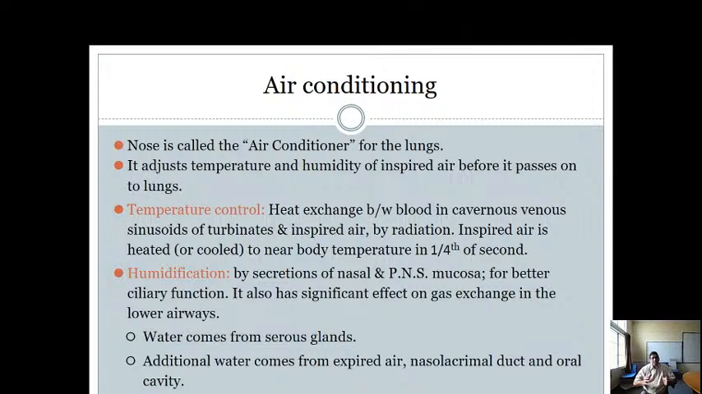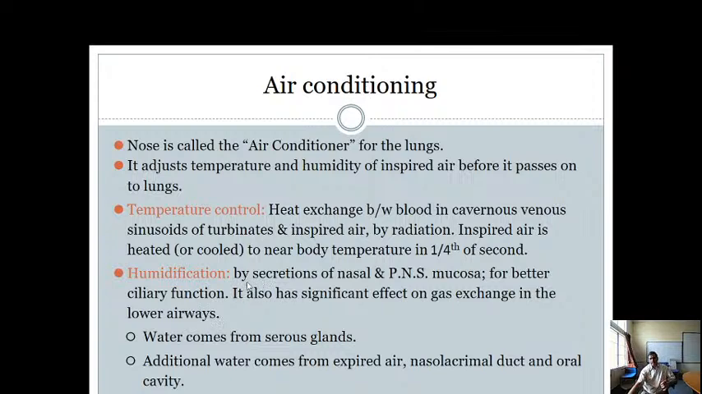So it is required that air has to be brought almost to body temperature, and as the air passes through the nasal cavity with its projections, the turbinates, the surface area of the mucous membrane is increased, and so you have the blood in the submucosal layer, which comes in contact with the air passing through and brings that air to almost body temperature, and this takes place at a very rapid pace, almost a quarter of a second.